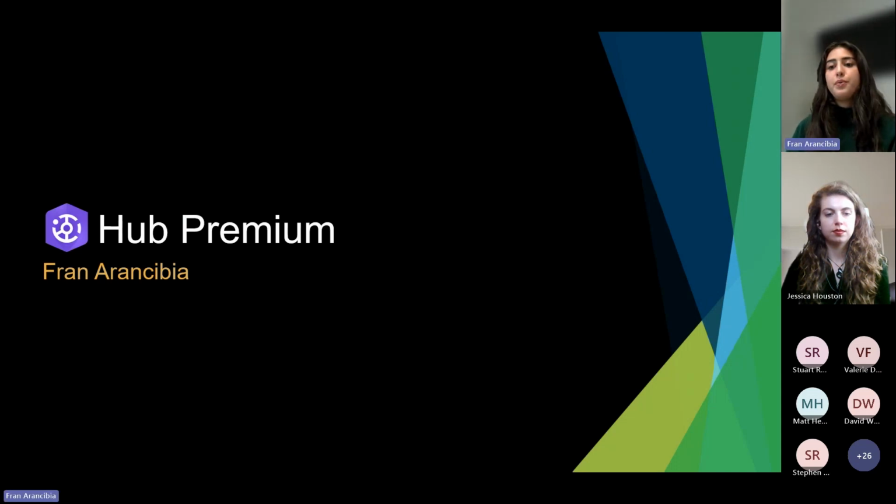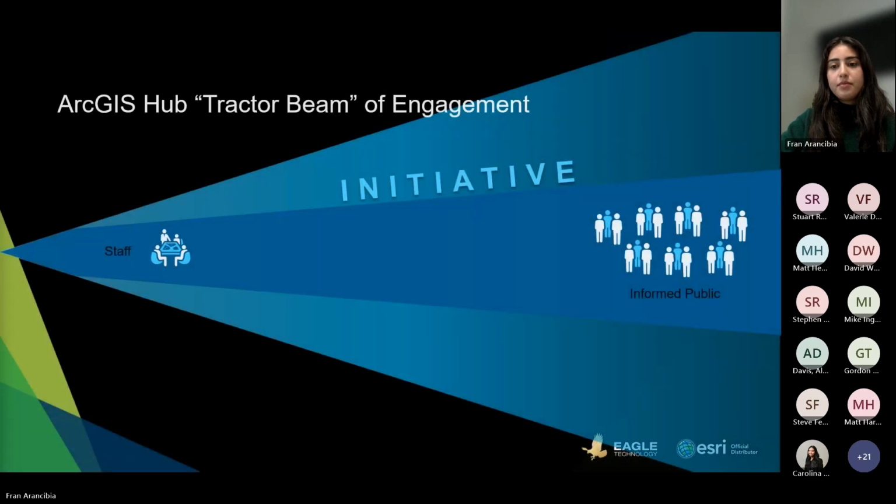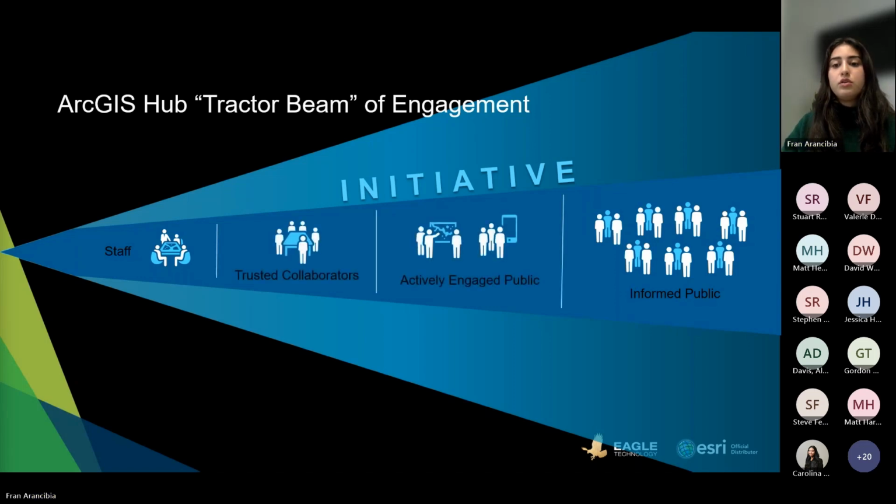Yeah, so now we'll go from a one-way communication with Hub Basic to a two-way collaboration with Premium. With Hub Premium, we've really emphasized the need to get your community involved. So going from just you and your organization working to inform the public, to maybe involving some members of the public or volunteers, or maybe people that work alongside you but are not part of your organization.